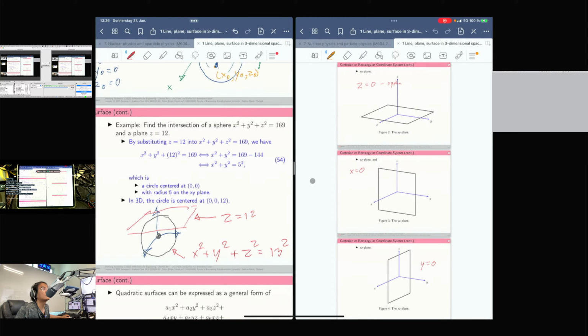What do you think the result of the intersection is? Okay, this plane, right, and this sphere, which is a kind of surface.